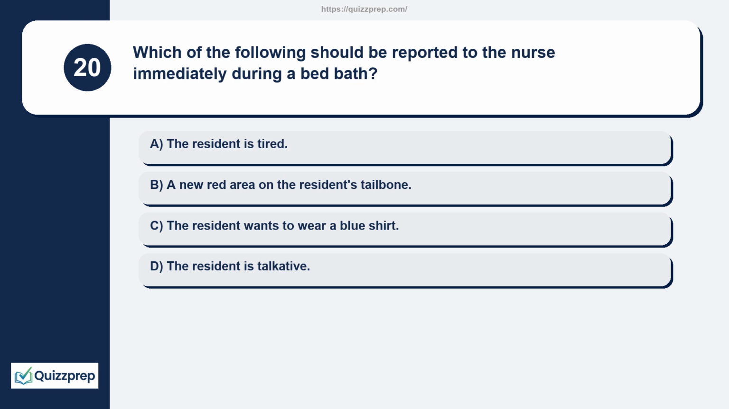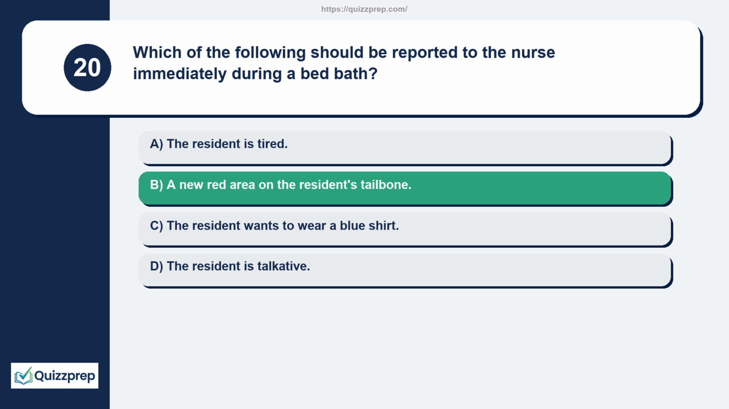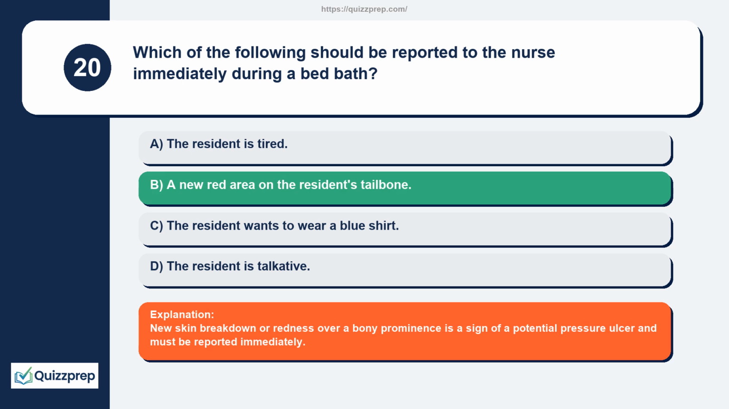Question 20. Which of the following should be reported to the nurse immediately during a bed bath? The resident is tired. A new red area on the resident's tailbone. The resident wants to wear a blue shirt. The resident is talkative. New skin breakdown or redness over a bony prominence is a sign of a potential pressure ulcer and must be reported immediately.